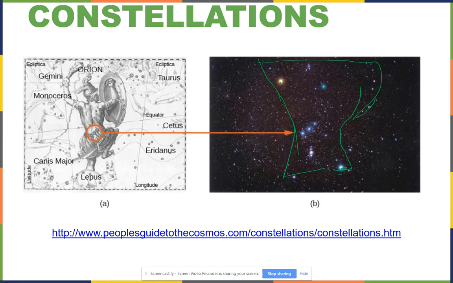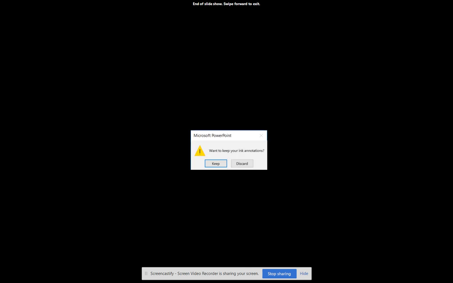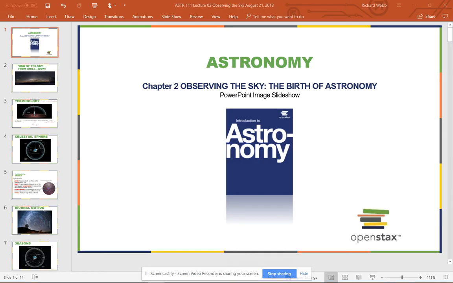Artist rendering. Question, Myra. Orion's a winter constellation, correct? Yes, we will be able to see Orion by the time we do the star quiz. All right, so that brings us to the end of the old presentation. Stop my sharing.